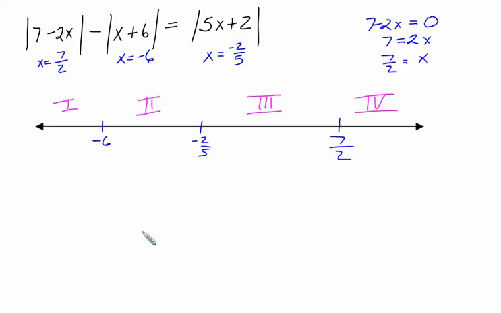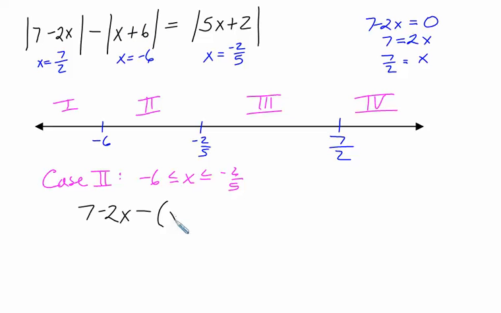Let's go to our second case. So we'll call it Case 2. In this situation, it's when x is greater than or equal to -6, but less than or equal to -2/5. A nice value of x might be -1. Think about plugging in a -1. Over here on the far left is positive, so we just simply take off the absolute value symbols. Plug in a -1. This is also positive, so we just take off the absolute value symbols.